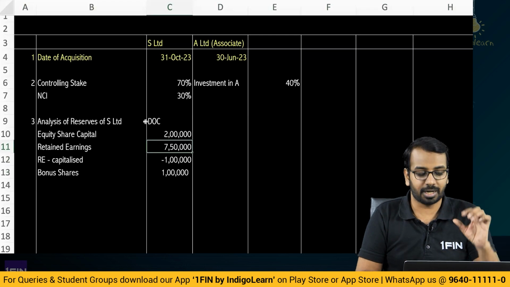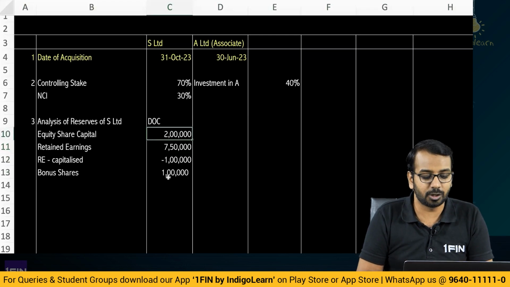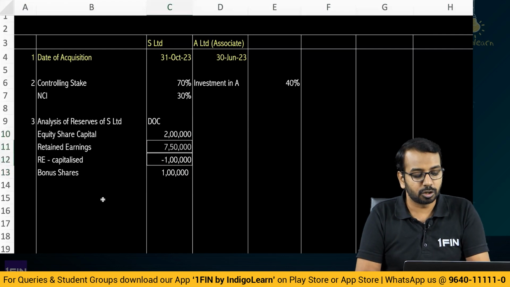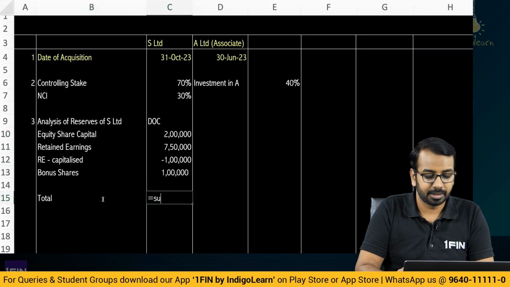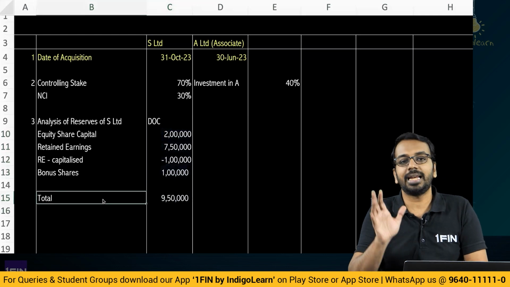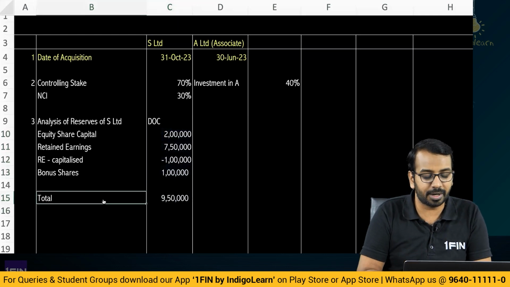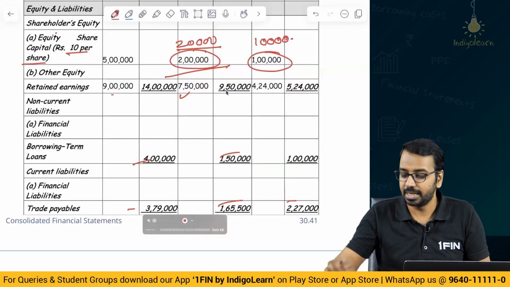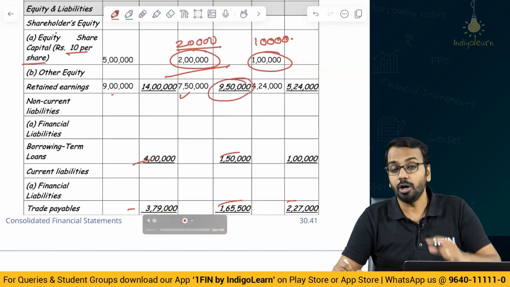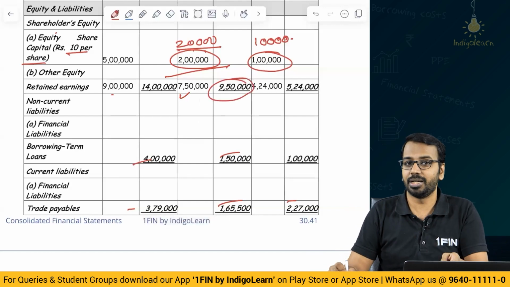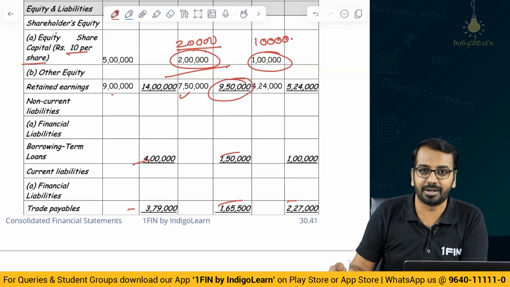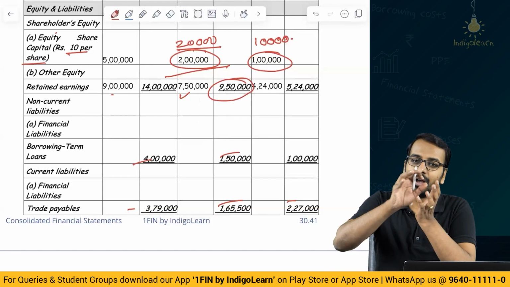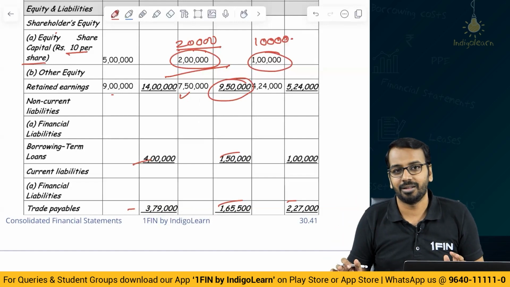I have given a breakup for your understanding. So ultimately, equity share capital 2 lakhs plus bonus shares 1 lakh is 3 lakhs, and 750 minus 1 is 650. The total after this adjustment is 9,50,000. And what is the total before adjustment? Before adjustment also it is 9,50,000. Please understand the point I am trying to tell you here: even if I make the bonus issue related adjustment, it will not impact my total shareholders' equity. I am simply moving from one bucket to another bucket. I hope that is clear.